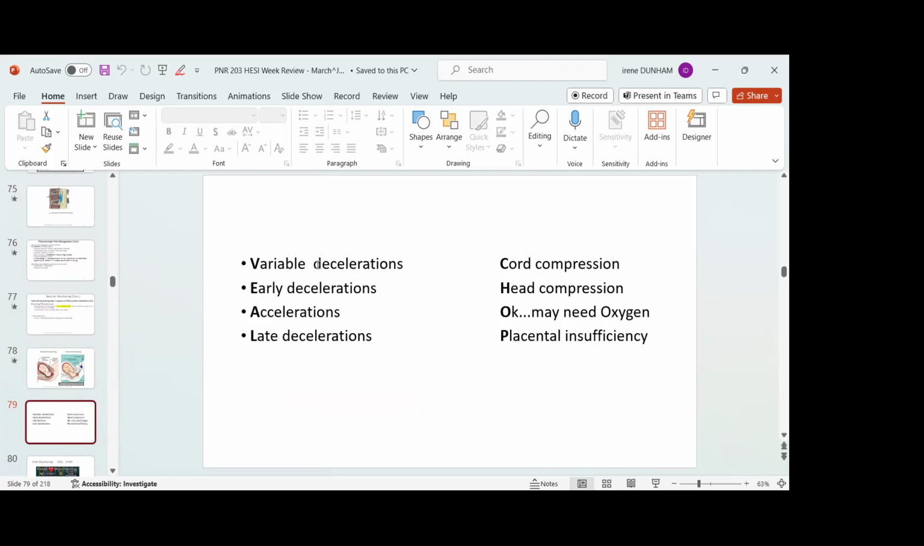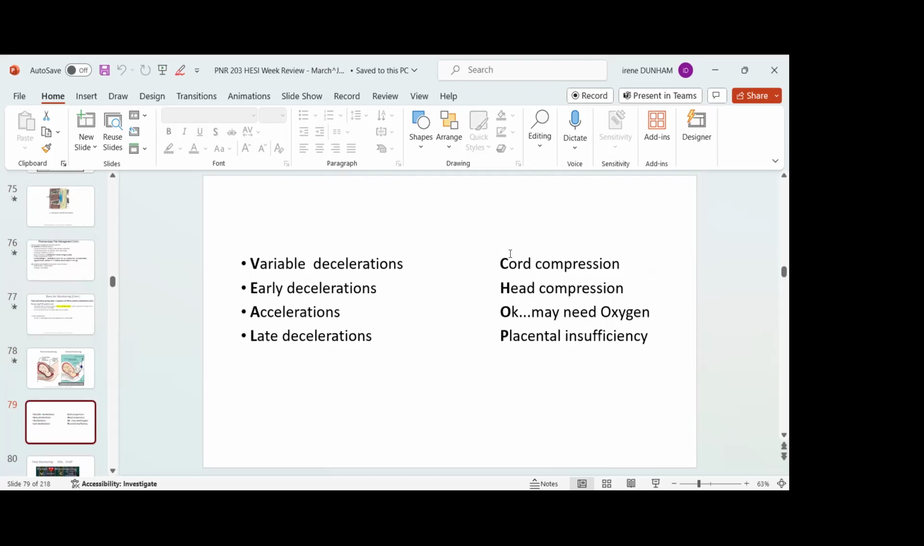So variable decelerations are just what we talked about. They vary in size and shape. They're caused by cord compression. That means the baby is either holding onto his cord, he grabs it, and then he lets it go. So when he grabs it, his heart rate goes down for a second, but he lets it go, and it goes back up. So variables have a sudden drop in their heart rate, but with a quick recovery back to baseline. That's caused by the cord being compressed.